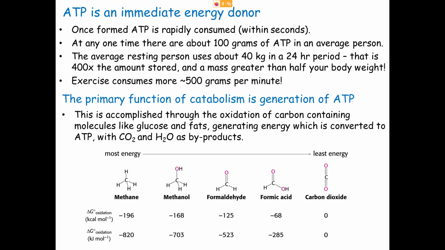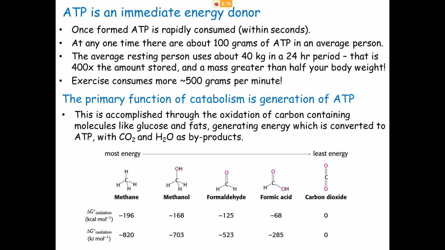And that amount, 40 kilograms, is more than half that 70 kilo body weight, right? So you're turning it over quite a bit. But that's not fast usage. If you're exercising, you consume about half a kilogram every minute, right? Remember, we used 40 kilograms in a whole day. You just used half a kilogram in 1 minute. So if you exercise consistently for an hour, you're going to use 30 kilograms just in that 1 hour of what you would use 40 for a whole day. So exercise consumes a lot of ATP.